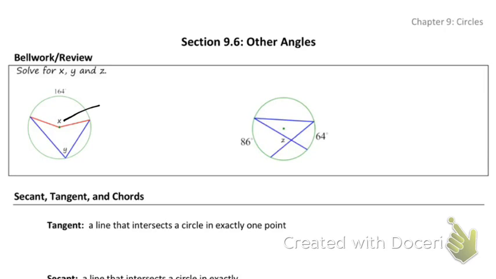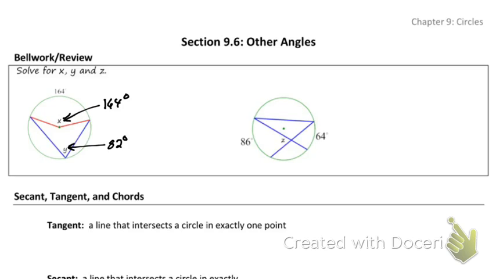A central angle is going to be equal to the measure of its arc, so that's 164. Can someone tell me what y is going to equal then? Megan? 82. How do you get 82? I divided 164 by 2. Yep, 164 by 2. Whenever you have an inscribed angle, it is half the measure of the arc.